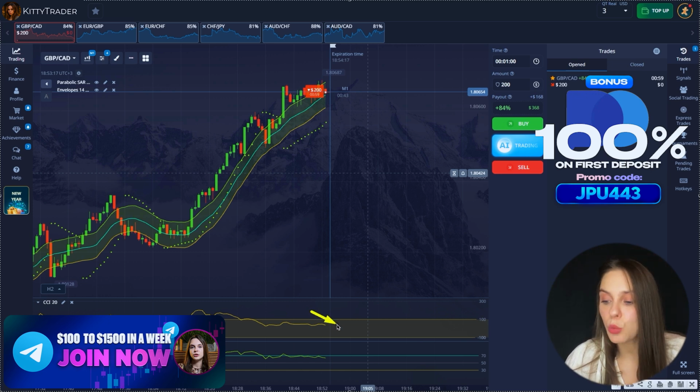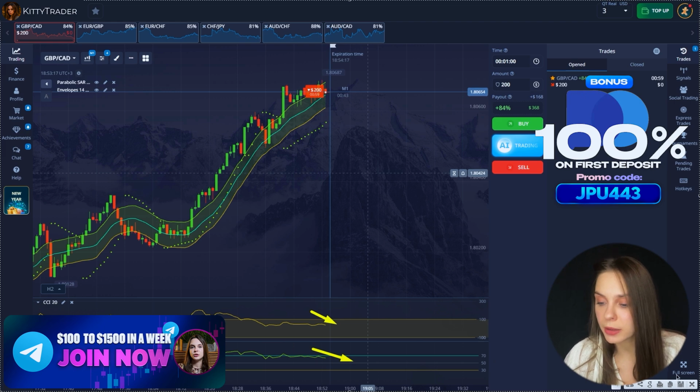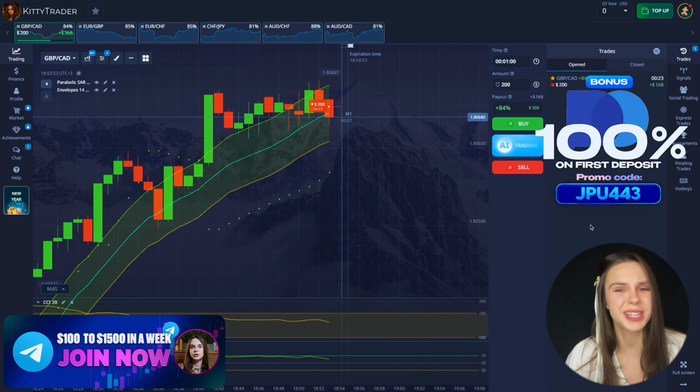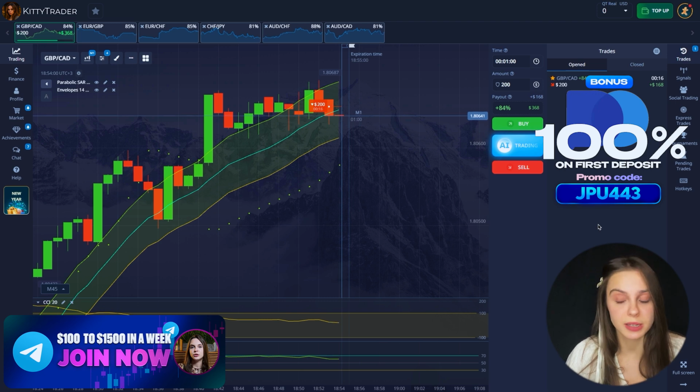The first is the CCI indicator, which is golden, with levels of 100 and minus 100. The second, RSI, has levels of 70 and 30. They work on a similar principle. Until the end of the transaction we have 12 seconds left. I think this transaction will close in plus, and we are going down steadily.